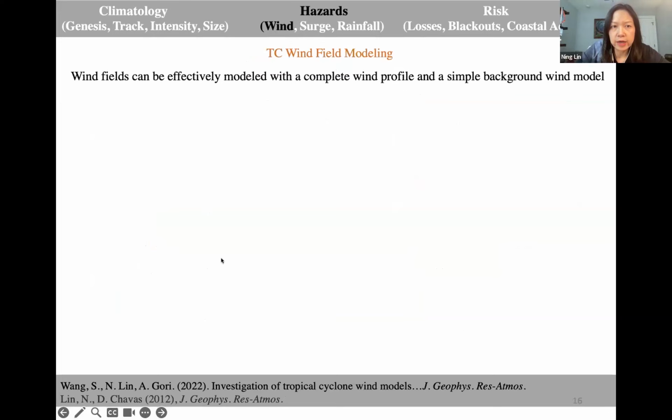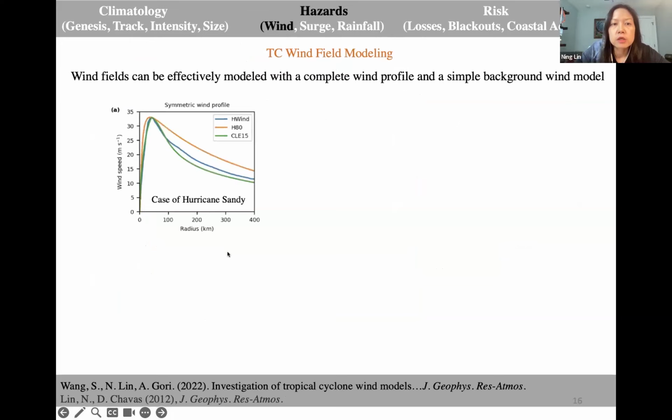So we have evaluated this model, and we show that the wind fields of tropical cyclones can more or less be captured by this simple complete wind profile plus the simple background wind model. The background wind is about 0.6 times the translation speed with a rotation. So here is some evaluation.